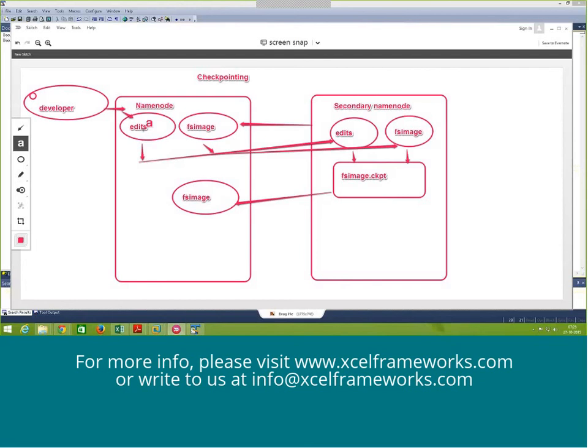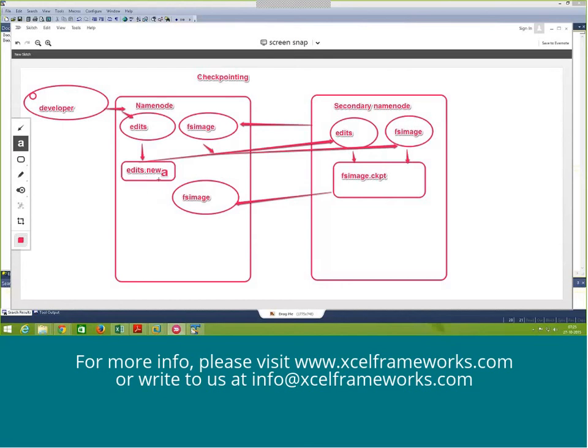At the same time, while this edits file is being copied over, the name node will roll this edits into an edits.new, so that people can still write into the cluster while this checkpointing is happening. All the new metadata will be written there. If a new file comes to the cluster while this process is happening, that goes into your edits.new.